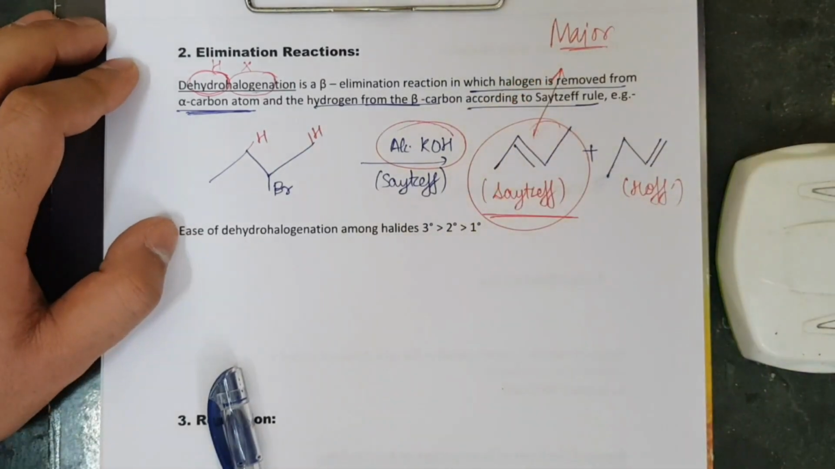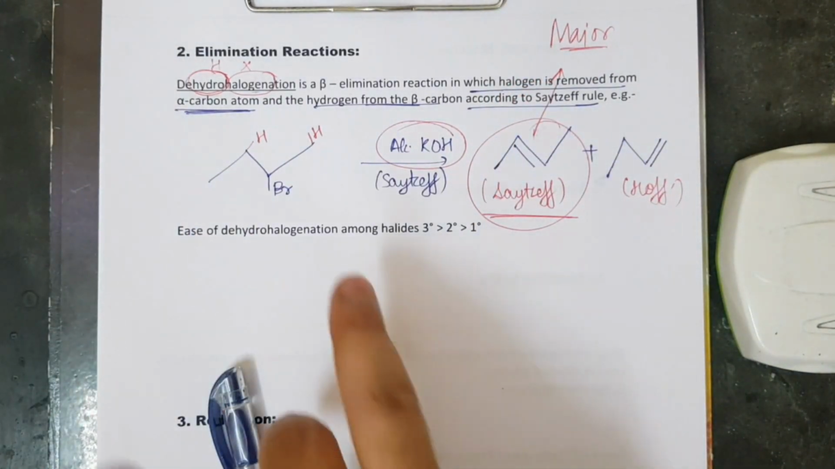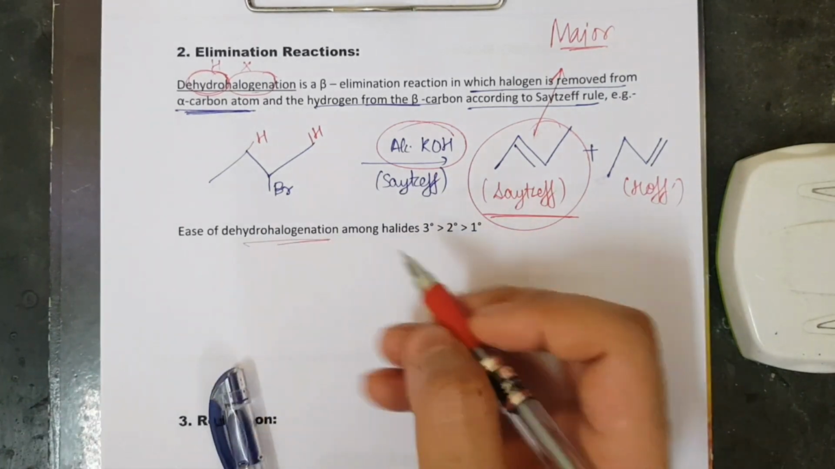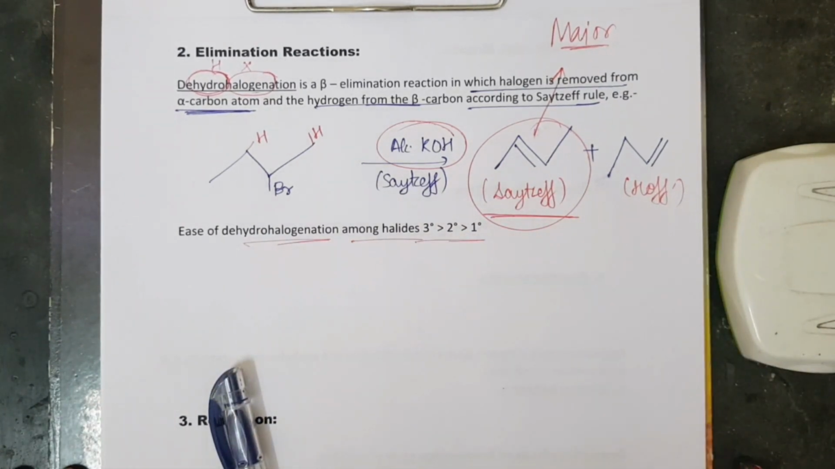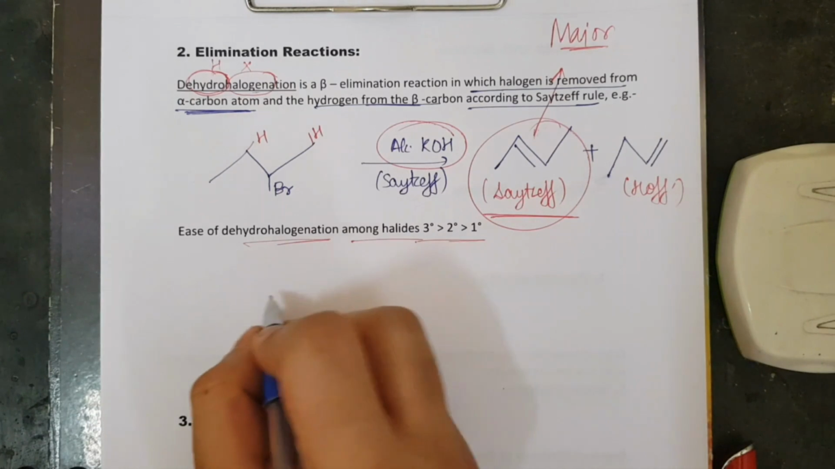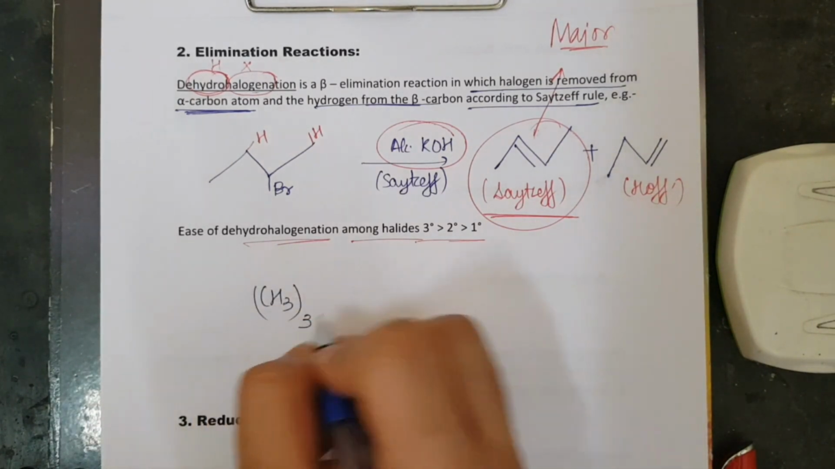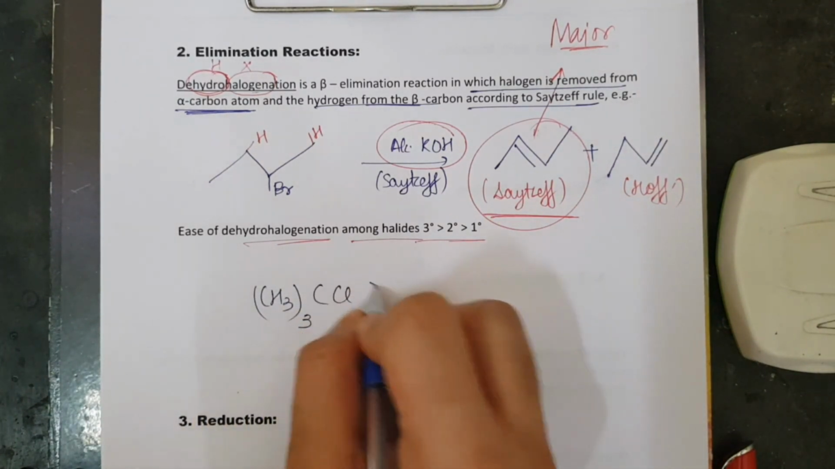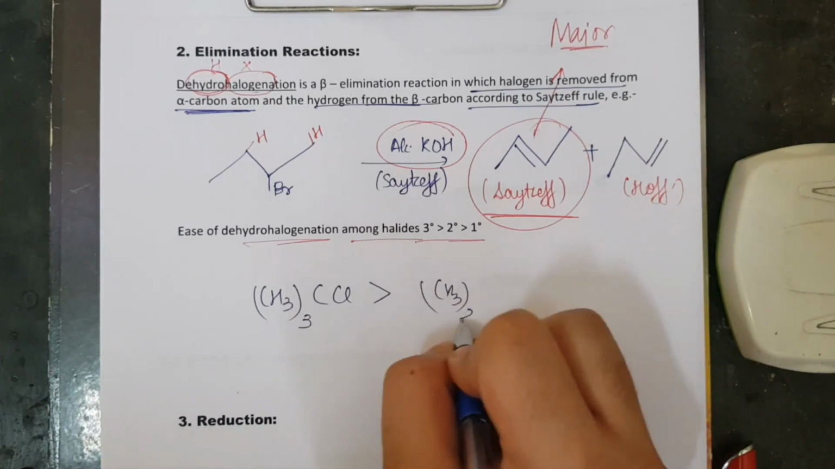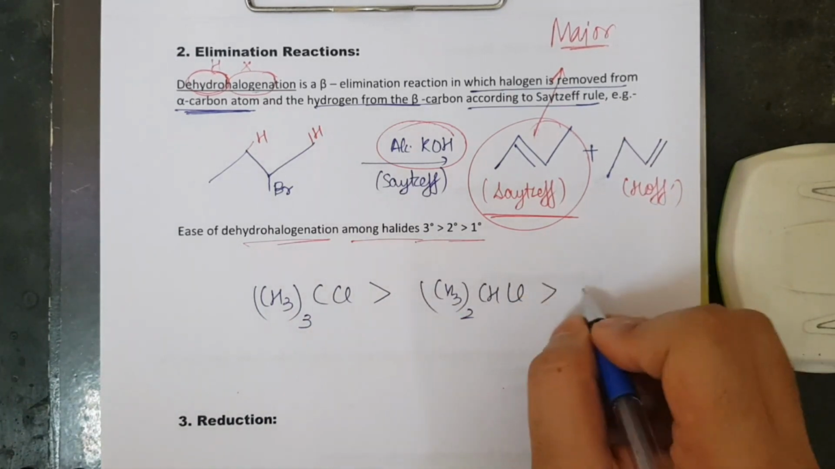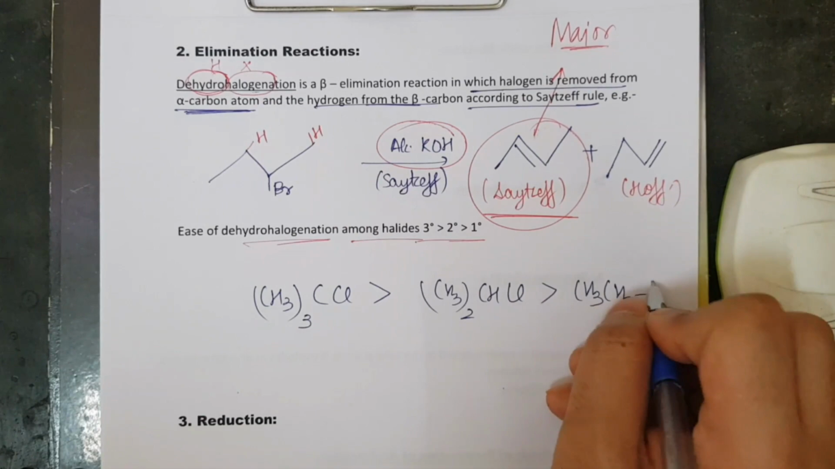Now the ease of dehydrohalogenation among the halides will be 3 degree greater than 2 degree greater than 1 degree. That is basically (CH3)3CCl would be greater than (CH3)2CHCl would be greater than CH3CH2Cl.